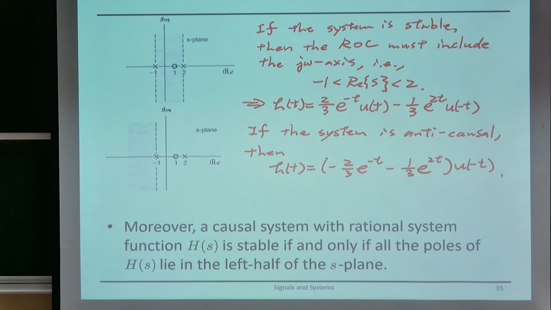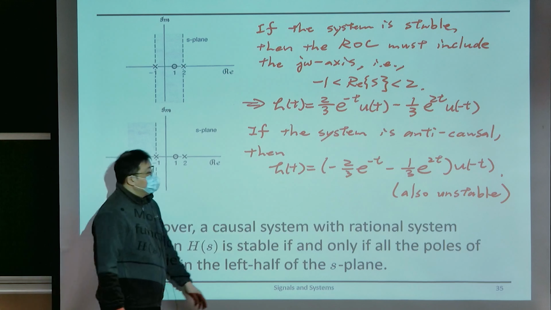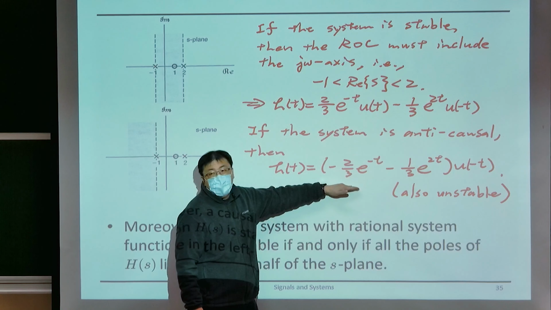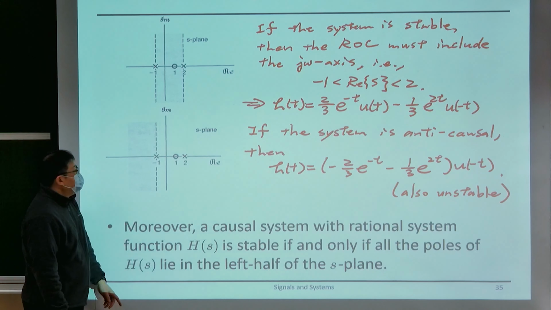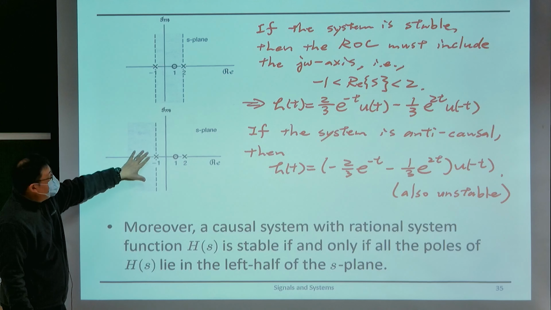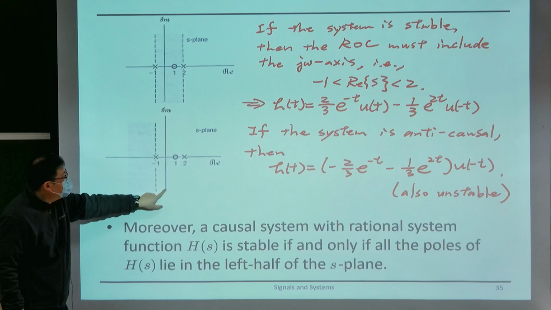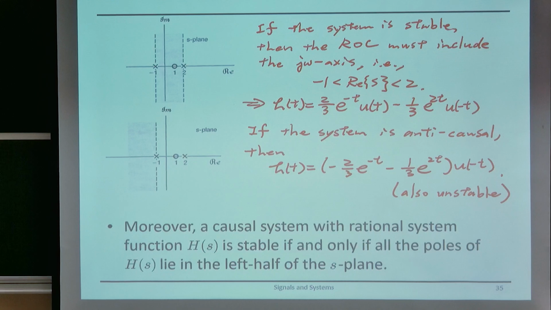Now notice that this is also unstable. This is also unstable because this first term now blows up as t goes to minus infinity. And you can also see that from the ROC, because the ROC does not include the j omega axis.